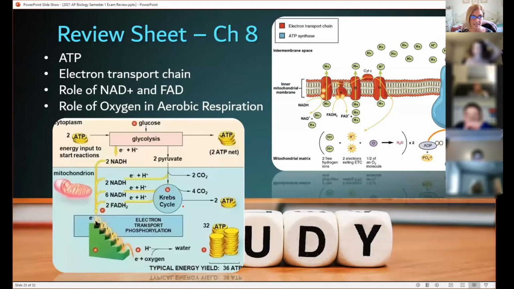This is like stair steps. Less energy, all moving towards oxygen. So they're electronegative and they have an affinity for oxygen. That's why oxygen is needed in order to attract the electrons through this chain. The role of oxygen is the final electron acceptor, and you will make water.